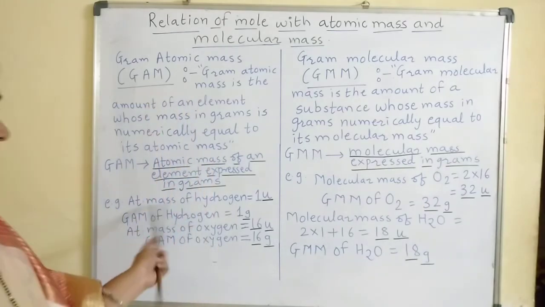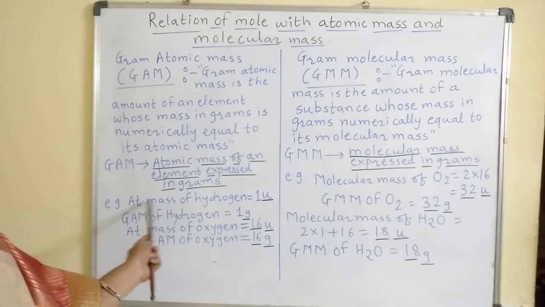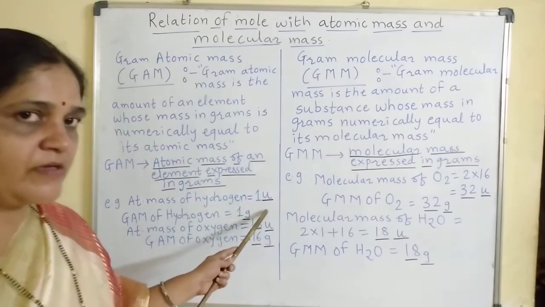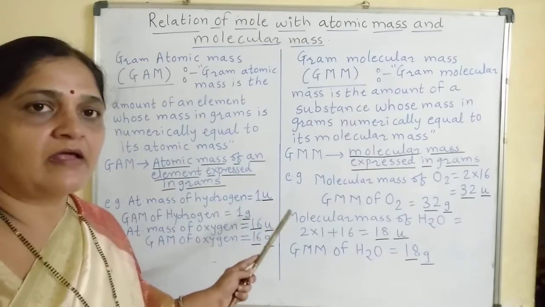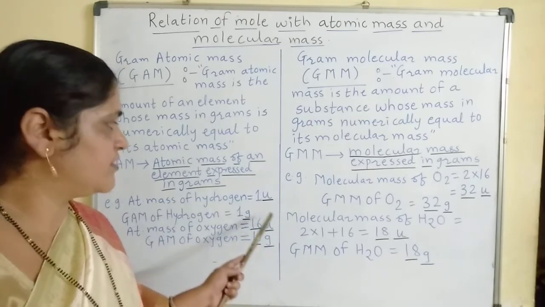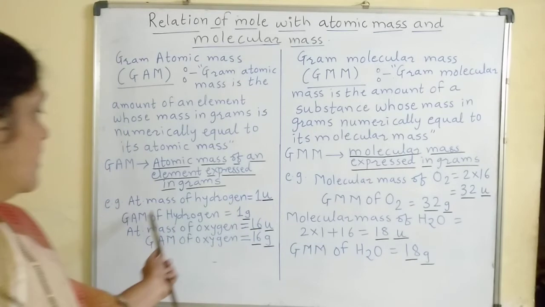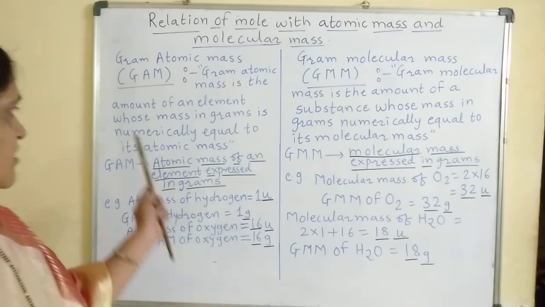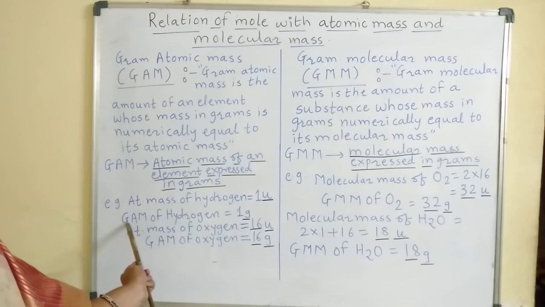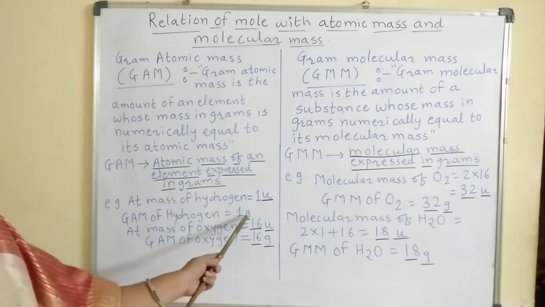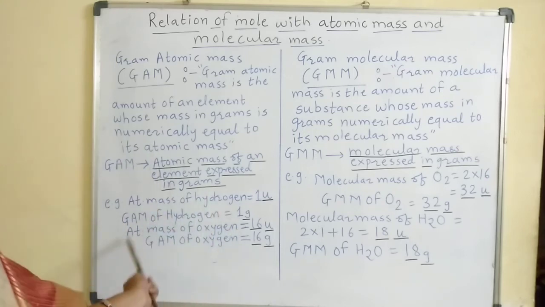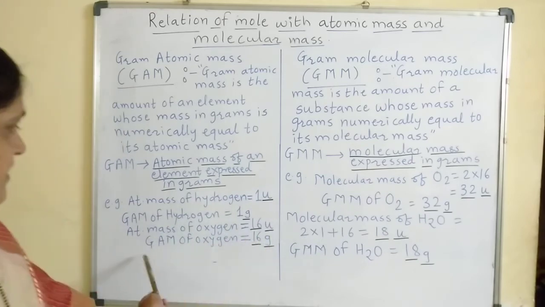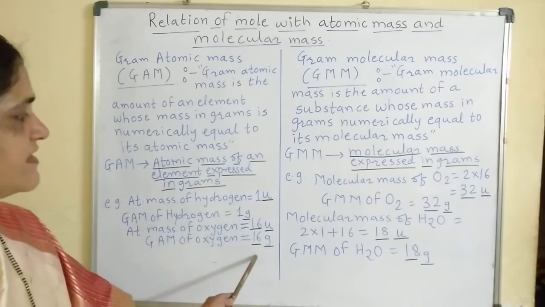Now we will consider the example. Suppose atomic mass of hydrogen is 1 U. We are expressing atomic masses in the unit AMU, atomic mass unit. The symbol is U. So if I want to convert this atomic mass of hydrogen into gram atomic mass, then gram atomic mass of hydrogen is equal to 1 gram. Similarly, atomic mass of oxygen is 16 U, then gram atomic mass of oxygen is 16 gram.